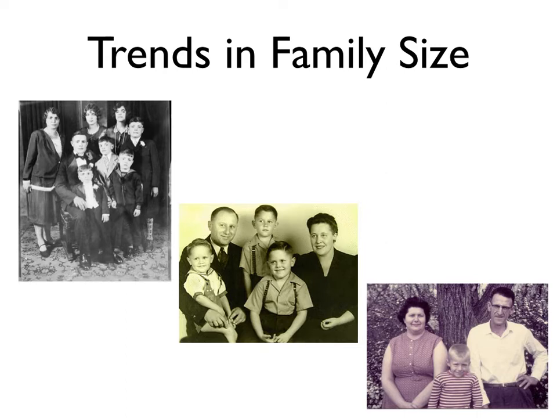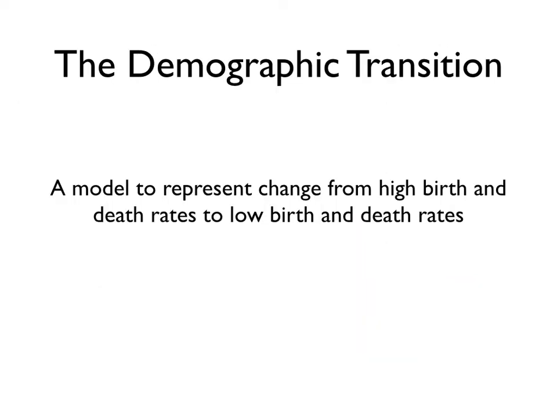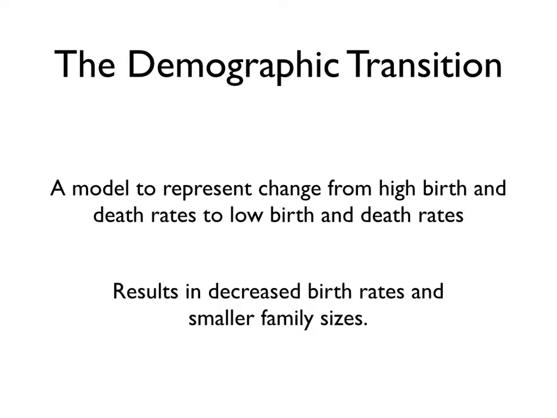And there's a particular model we use to explain this trend of decreasing family size, and it's called the demographic transition. The demographic transition is a model to represent a demographic change. Demography is the study of patterns of populations. Change from high birth rates and high death rates to low birth rates and low death rates. And I'm going to show you what I mean in a picture soon. So what the demographic transition results in is decreased birth rates and essentially smaller family sizes.